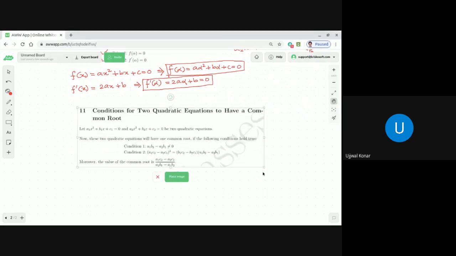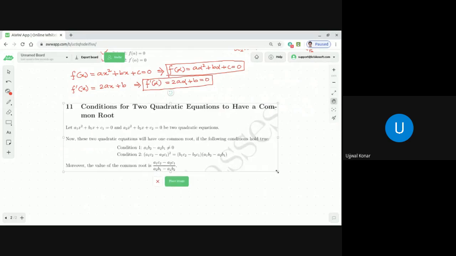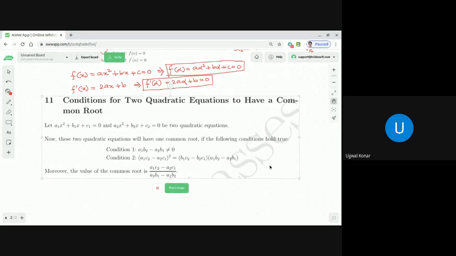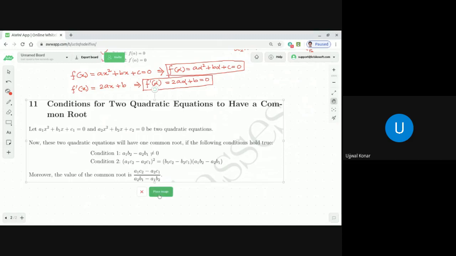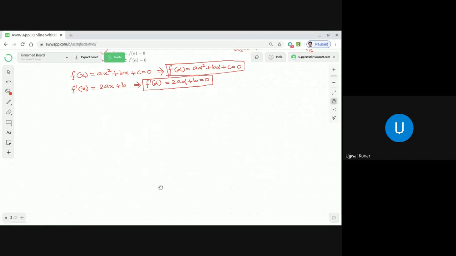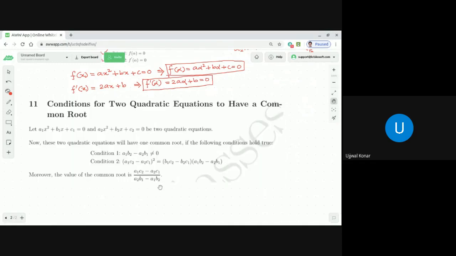So if you look into it, dear students, what we are going to discuss is the conditions for two quadratic equations to have a common root. So what are the two equations here, dear students? One equation is a1x² + b1x + c1 = 0, and the other equation is a2x² + b2x + c2 = 0. These are the two quadratic equations.